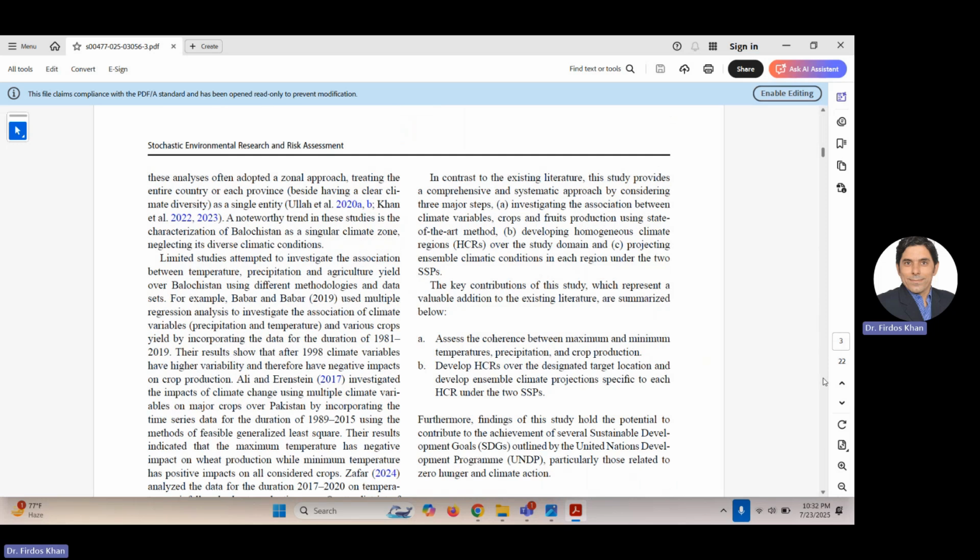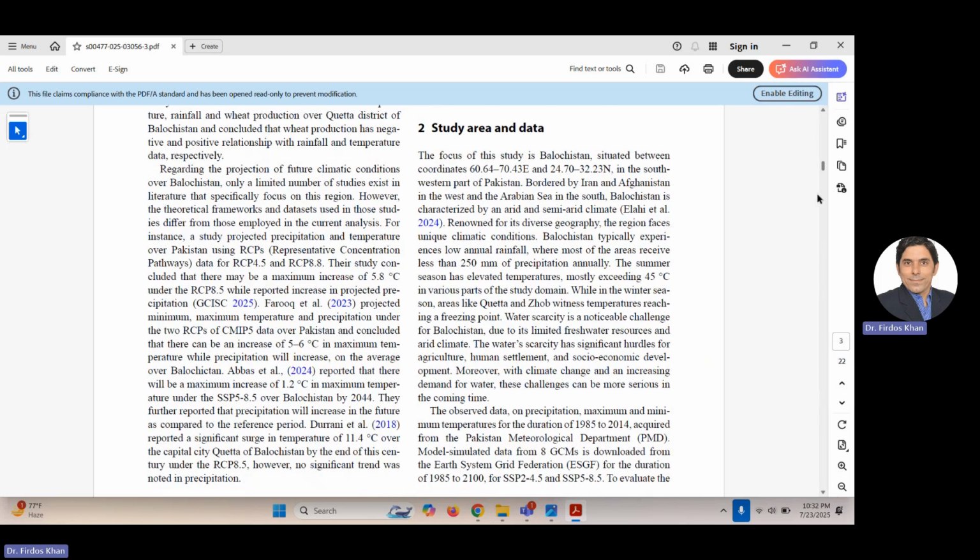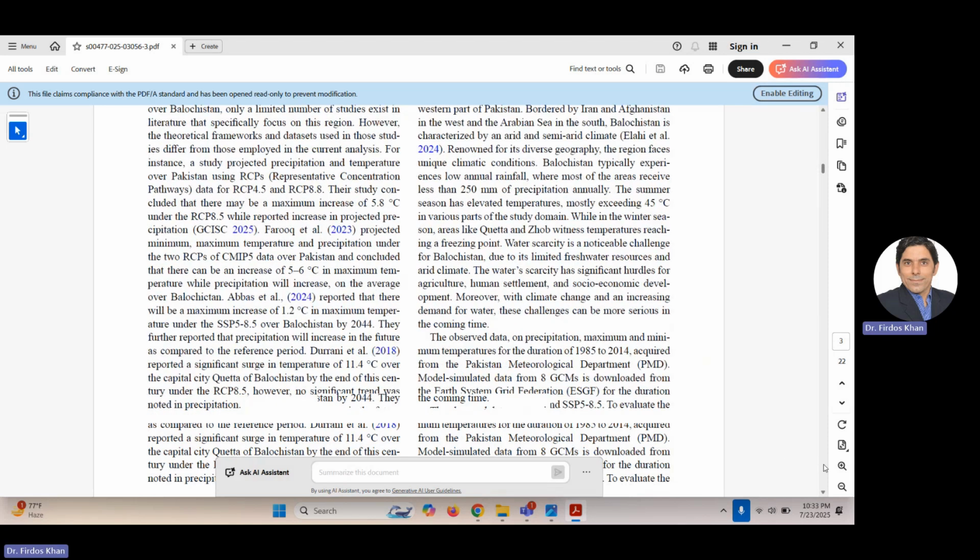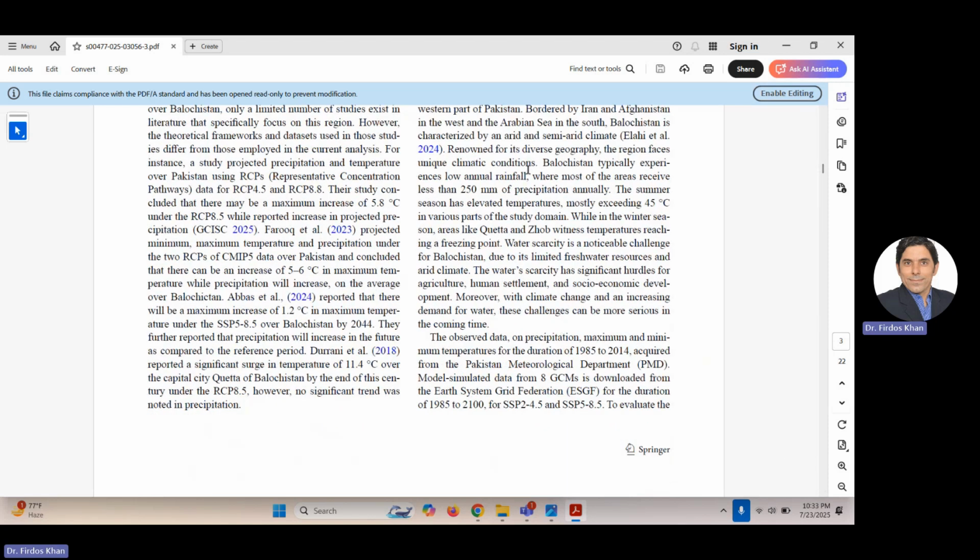So this is the journal, and if you still have a question or need some information, please write to me. Study area and data, the second portion. The first portion was the introduction, and I normally write the second portion like this. Many authors write this under methodology, but I have my own style. So section 2 is study area and data. You need to explain the study area first and then the data, as I have done.